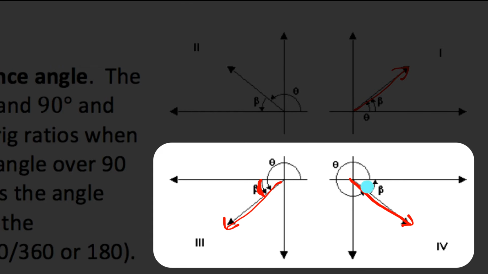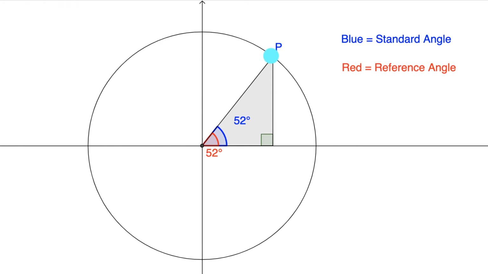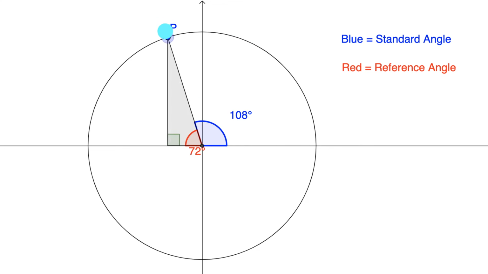So in there and in here. And the principal angle is always the angle between the positive x-axis all the way around to the terminal arm. So once again, let me open a GeoGebra application just to demonstrate this further to you. So notice the principal angle is always going to be the angle from the positive x-axis to the terminal arm.